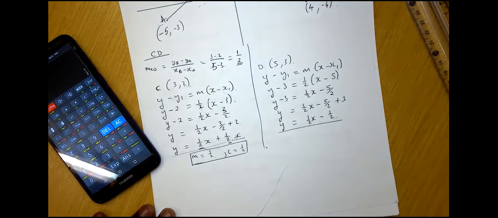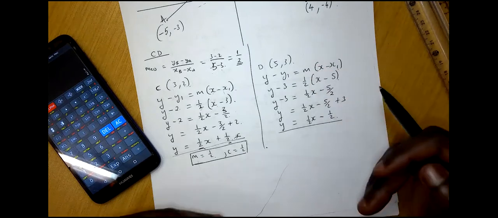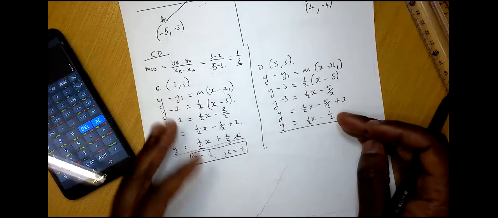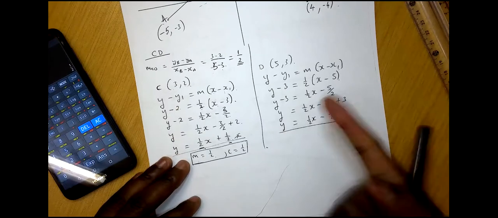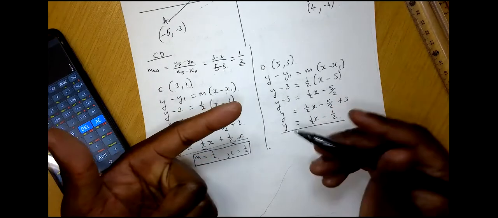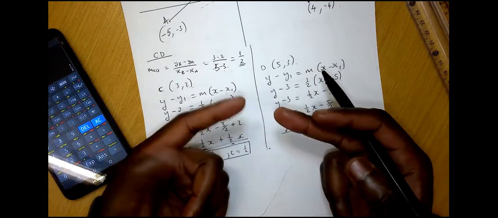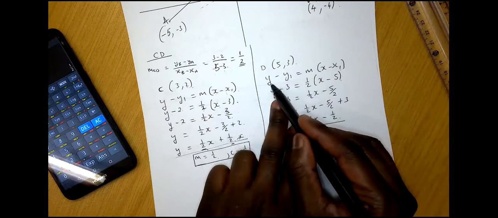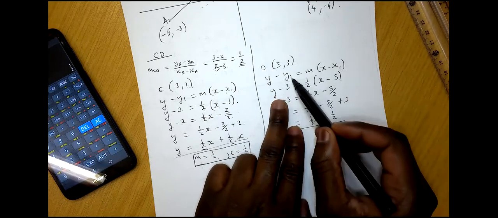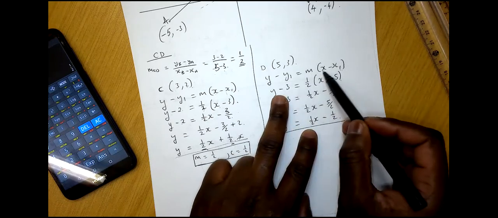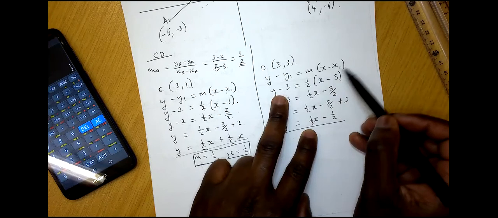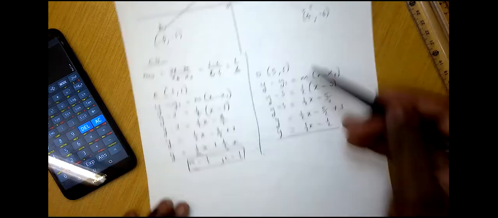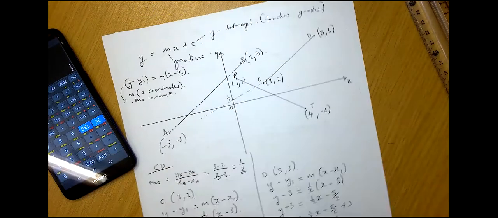That you must understand. You just need to calculate the gradient first. Then after calculating the gradient, you use any of the points that you have. You just need a gradient and 1 point. So imagine that you are given a gradient already and you're given 1 point, you don't need to stress about doing anything. Just come straight to this part here and say y minus y1 is equal to m times (x minus x1). Then your x and y are the ones that you find on your original equation.